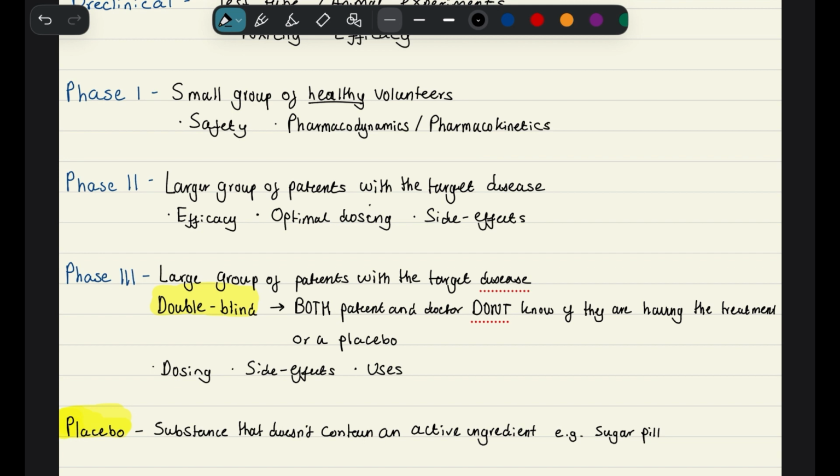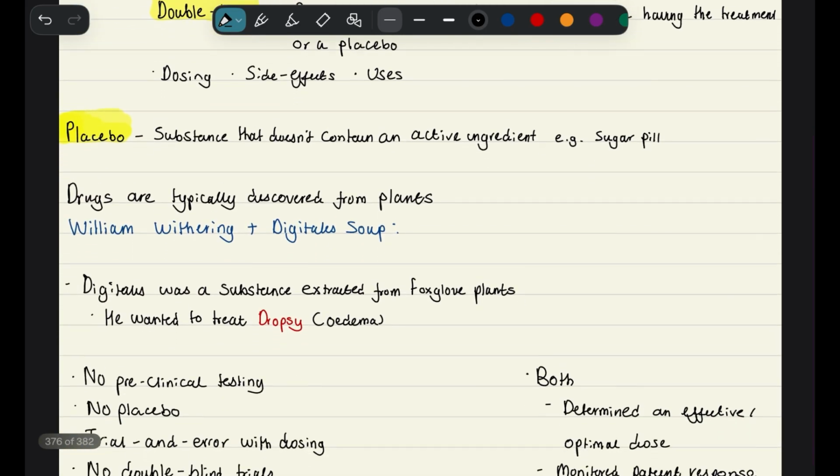And really what you're saying is, okay, is the optimum dose good? Side effects, uses. That's what you're looking for in stage 3. But the main takeaway is double blind and placebo: removing bias. That's why we use the placebo and the double blinding.